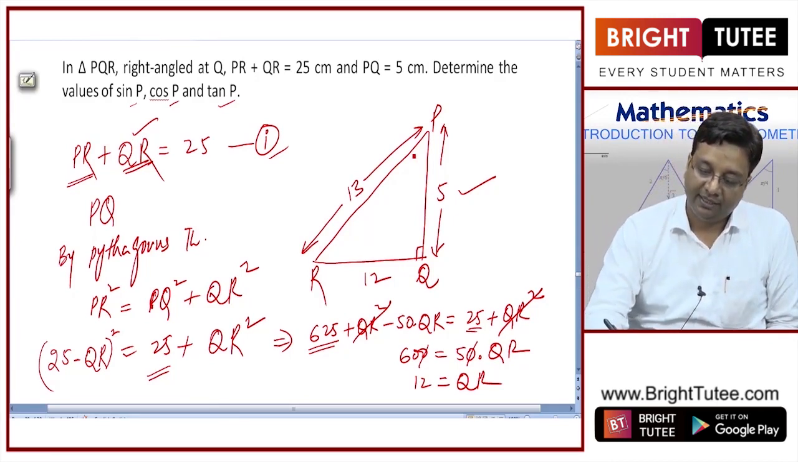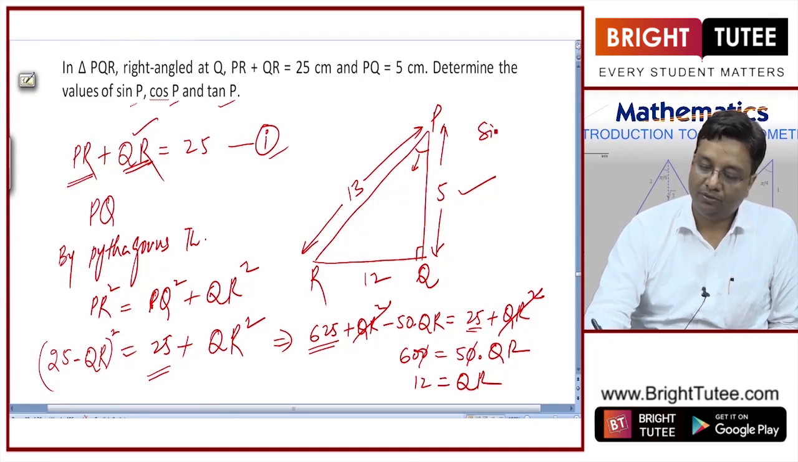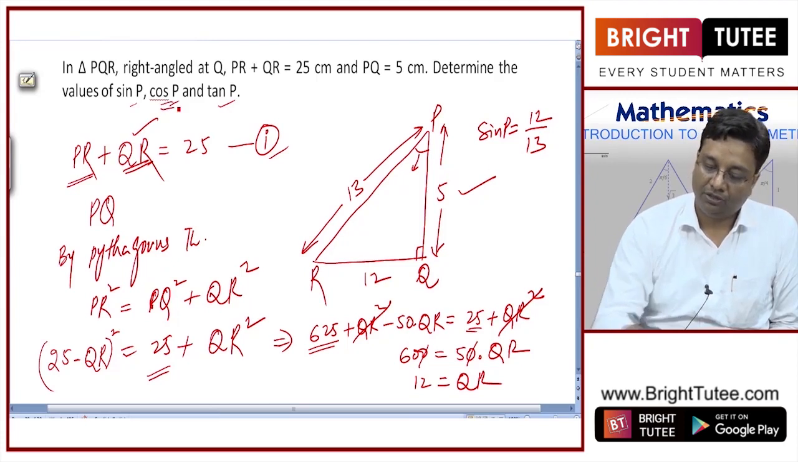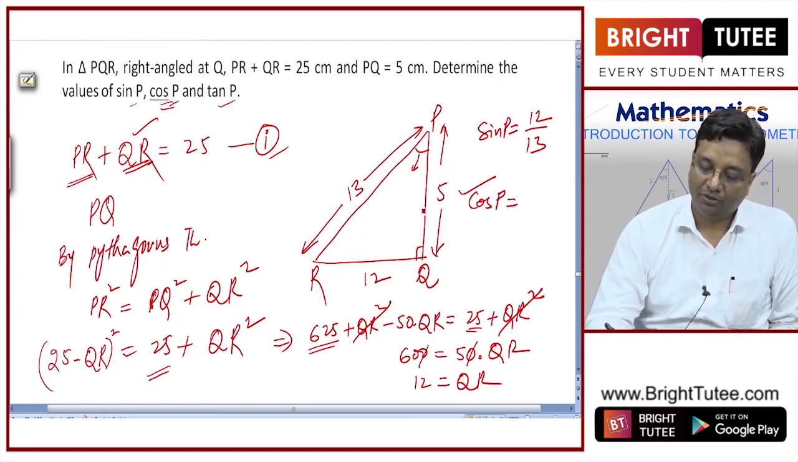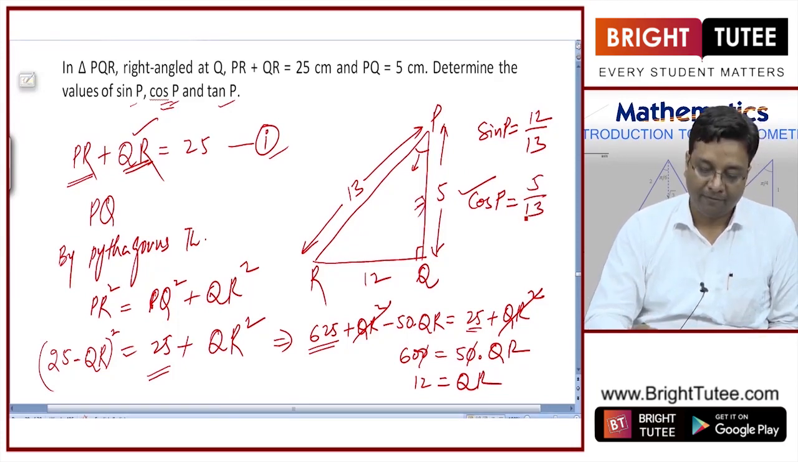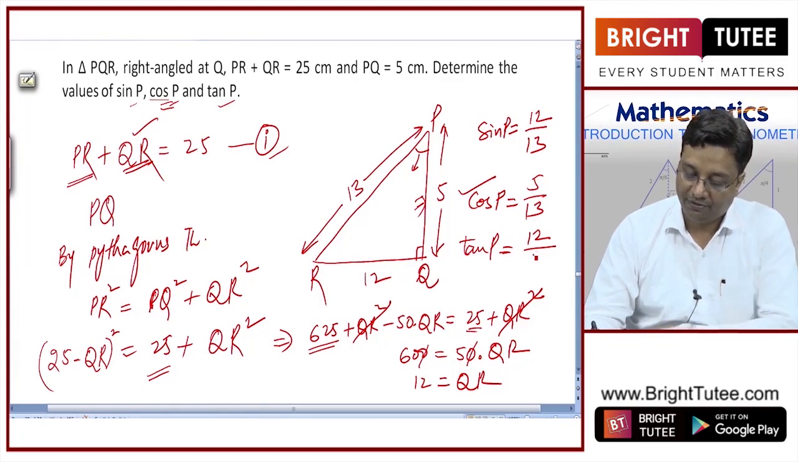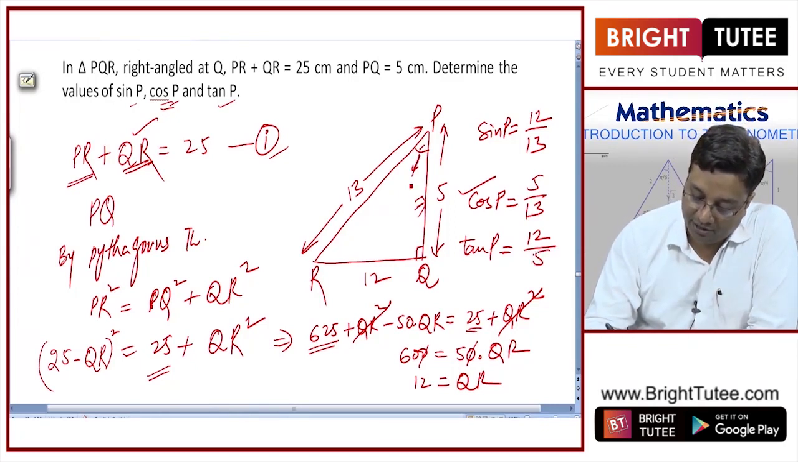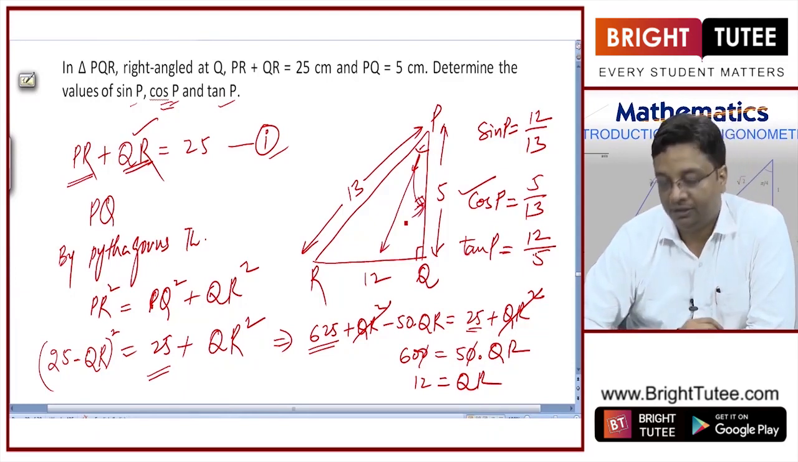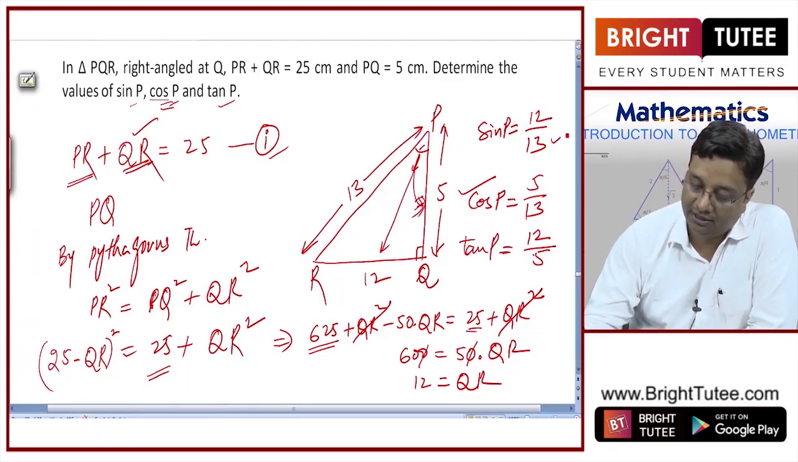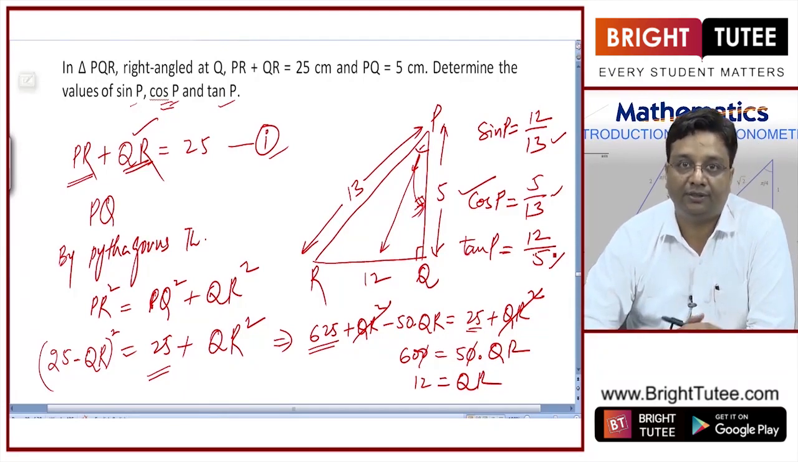Now I can easily say that sine of P is equal to opposite, 12, by hypotenuse, 13. What is cos of P? Cos of P is equal to adjacent, which is 5, by hypotenuse, which is 13, and tan of P is opposite by adjacent, 12 by 5. So these are the three ratios that we were supposed to calculate in this question.